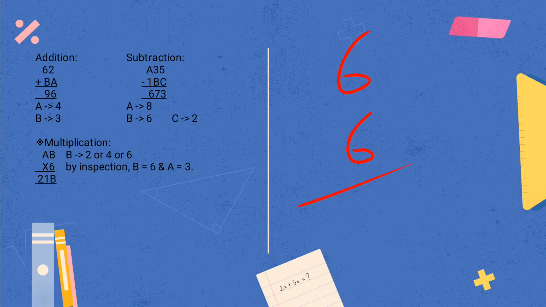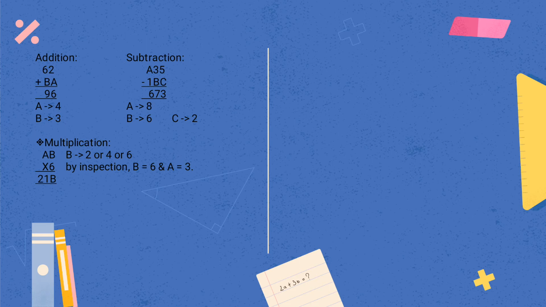We will get 6 times 6 is 36, and 3 will be carried over. Now if you multiply 6 with 3 you will get 18, and if you add 18 and 3 you will get 21, which is our required number. So a will be 3 and b will be 6. I hope this example is clear to you.